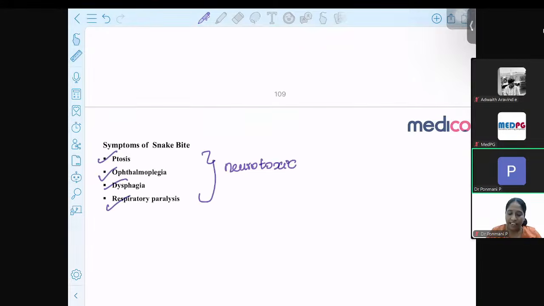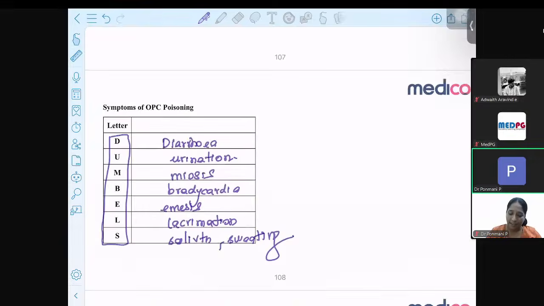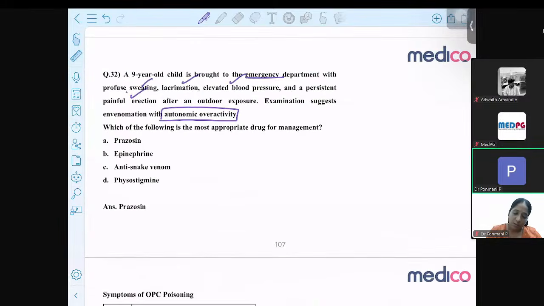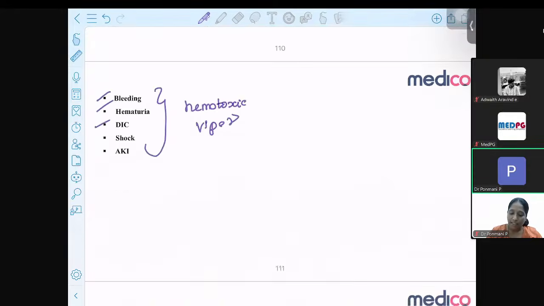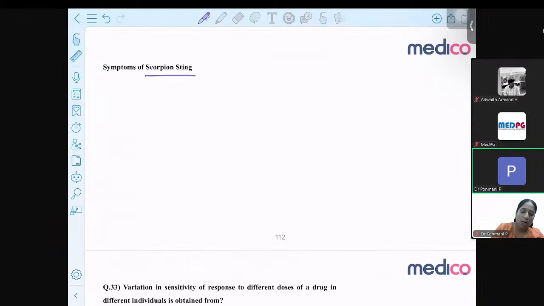None of these features were present, except there was sweating and lacrimation. That is the reason we have to put OPC also under our differential diagnosis. But the other two are very different. That is, the BP is racing, and there is priapism, which is a painful erection, which is also happening. So what did we miss out? We missed out another poisoning, which is scorpion sting.